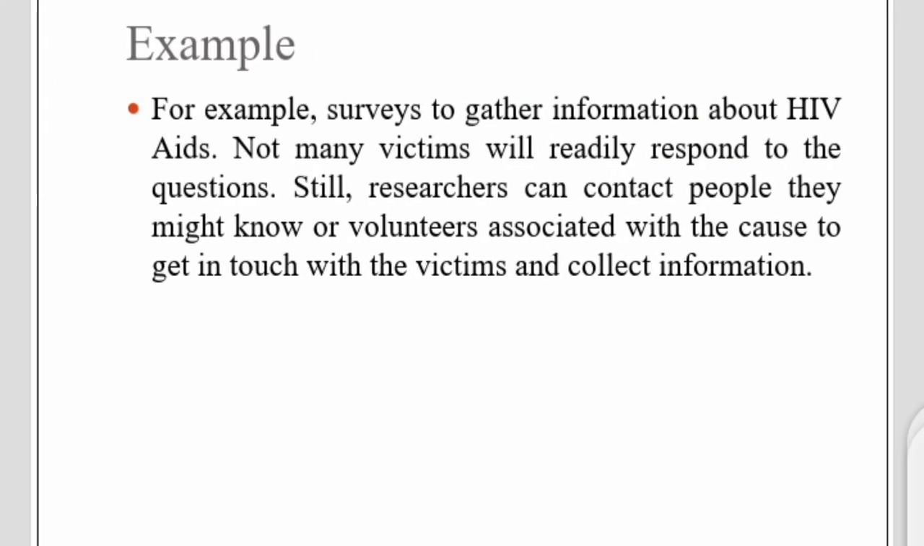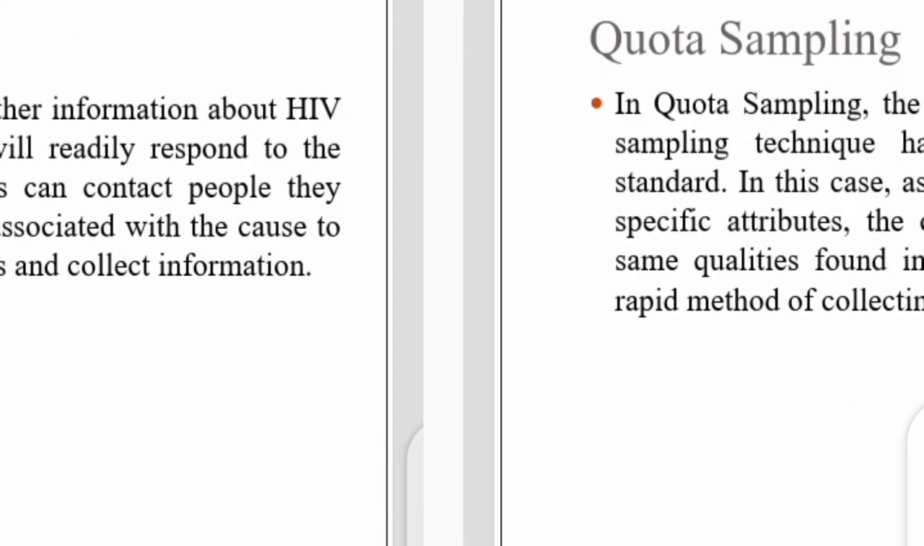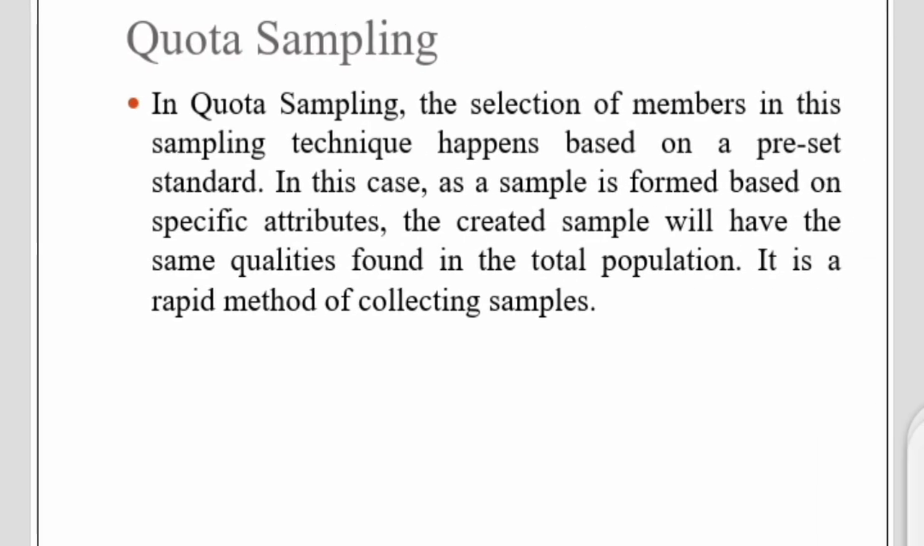For example, surveys to gather information about HIV/AIDS. Not many victims will readily respond to the questions. Still, researchers can contact people they might know or volunteers associated with the cause to get in touch with the victims and collect information.